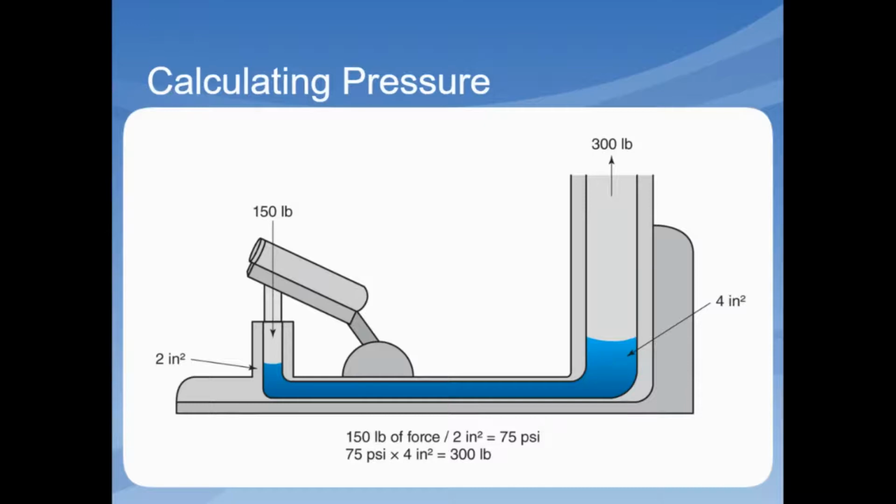To calculate the force, you're going to multiply the pressure by the size of the output. So in this example, you're taking 75 psi times 4 inches squared equals 300 pounds of force pressure.